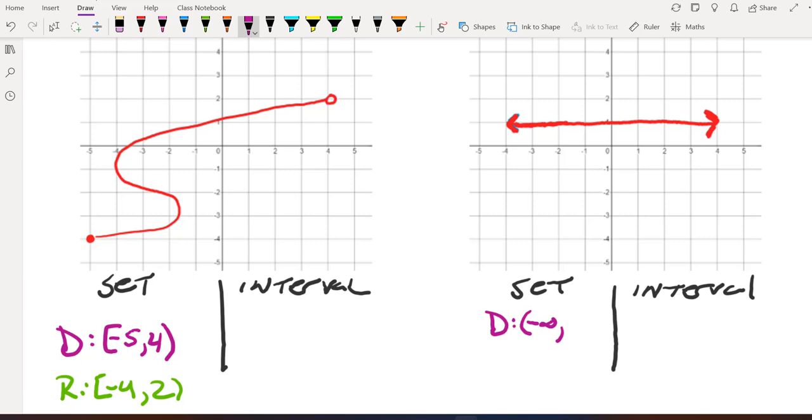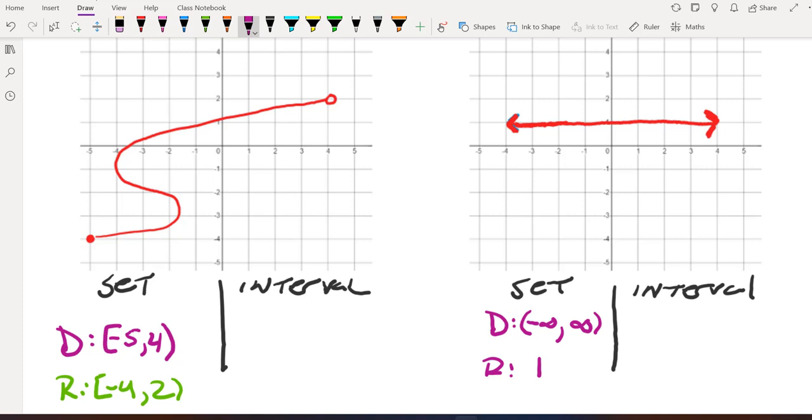Infinity, because it goes right forever. All right. Range. What's the lowest value this graph can be? 1. 1. What's the highest value this graph can be? 1. So the range is just 1.